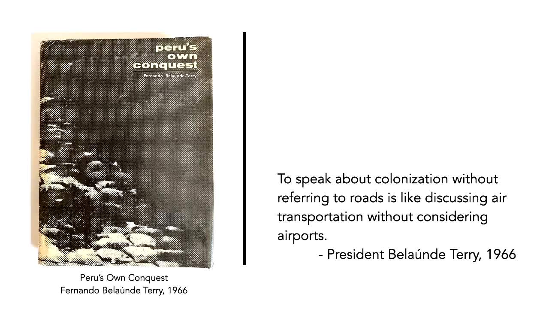But to people that were really excited about the project, this is the president of Peru at the time, who was an architect, went to school at University of Texas for his architecture degree, and then went back to Peru to become the biggest fan of roads. A lot of road projects developed because of him. His idea was about how to colonize land in Peru and then in Colombia, etc. To colonize land without referring to roads is like discussing air transportation without considering airports.